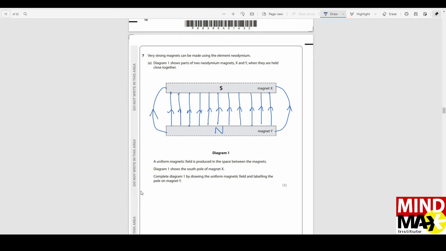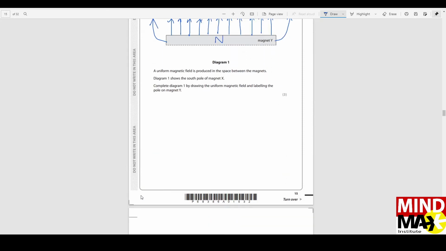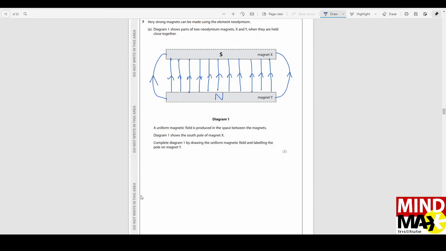And of course, because it's a uniform magnetic field, that means the field lines are equidistant. If you look at this field line and this field line, the distance between them and the distance between the next two are equal, and this equidistance is maintained between every two field lines throughout. That has to be maintained. That will give you the 3 marks. And the direction, of course, has to be from north to south.